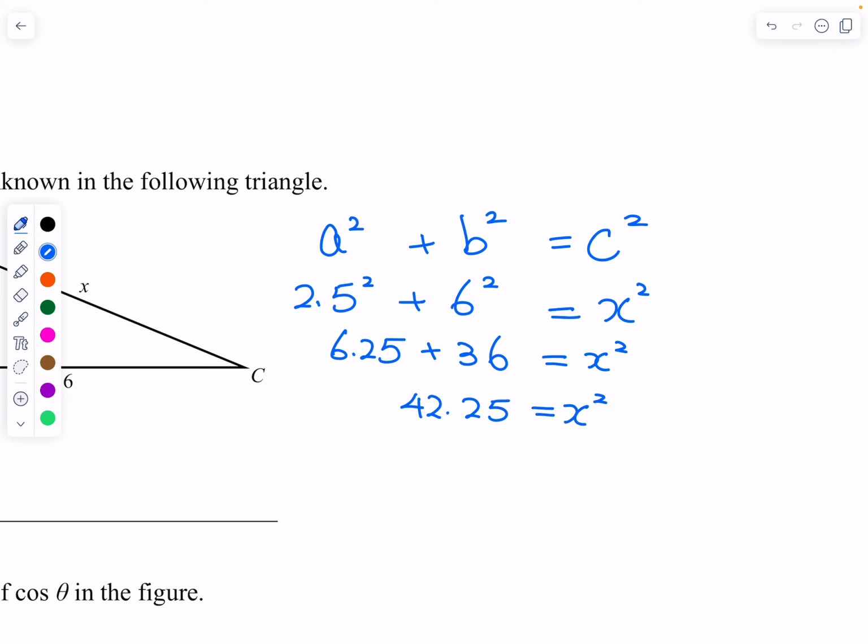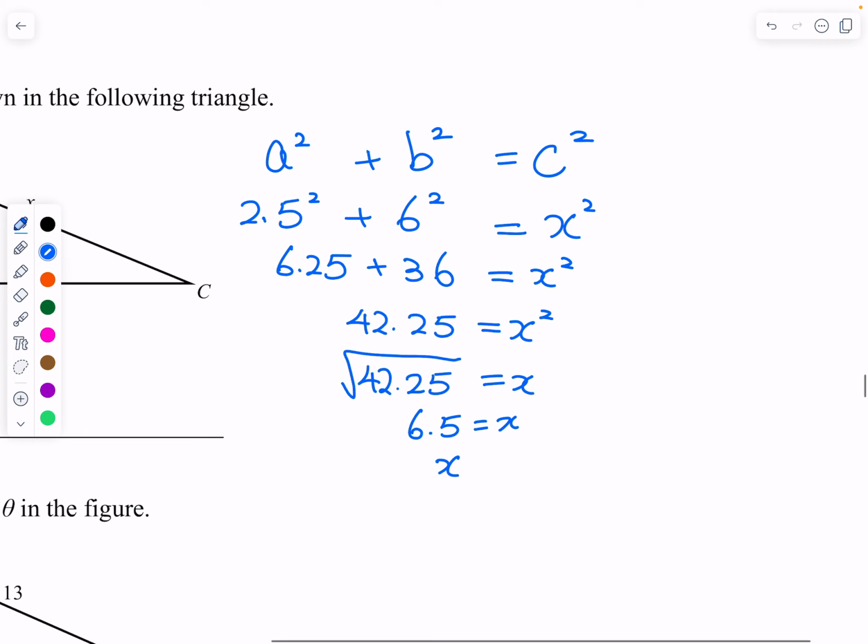अब क्या करना है? हमें ये square नहीं चाहिए. We don't want this square. Square, if you don't want it, give square root. Give square root. And then click the answer. Square root 42.25, you get 6.5.